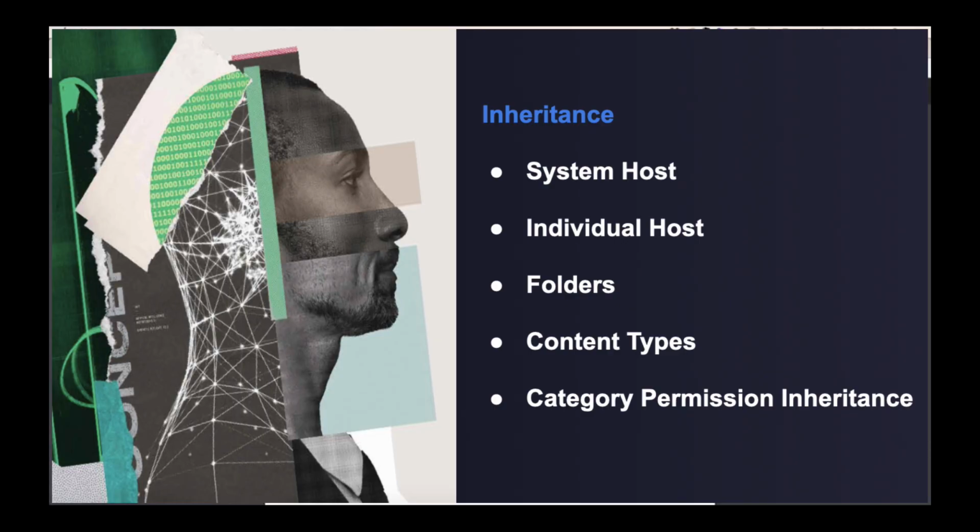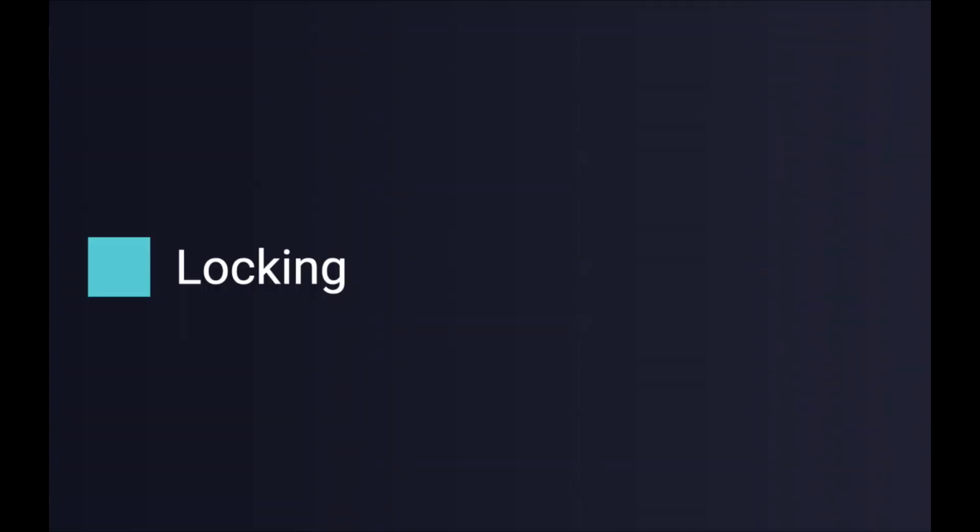Okay, so that's what that host or folder field is for, and what system host is, or publishing to an individual host or an individual folder. That's how it affects your permissions. All right. And we already covered category permission inheritance. The only last thing before we take a break is locking a role, and that takes less than 60 seconds to show.